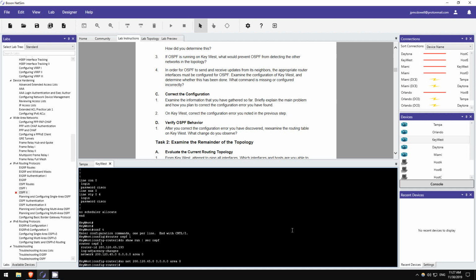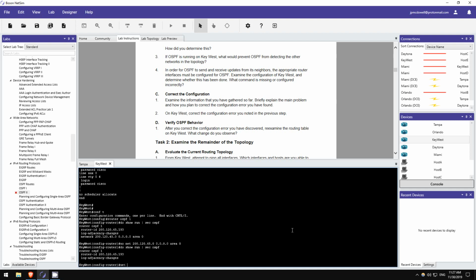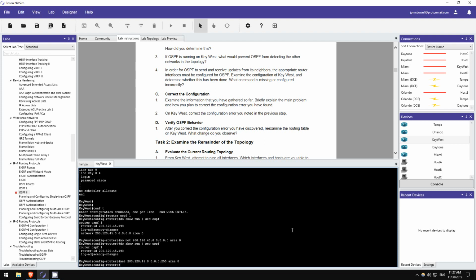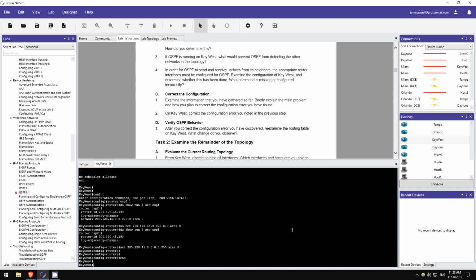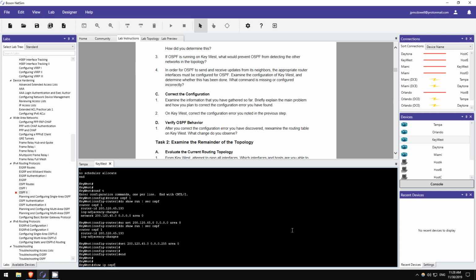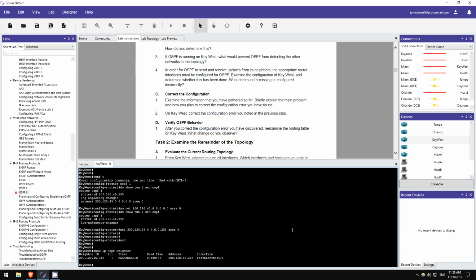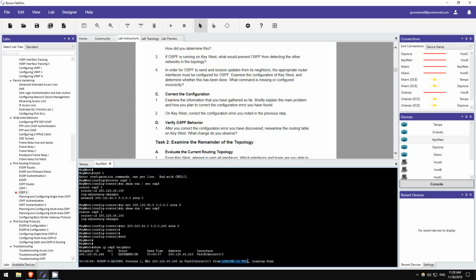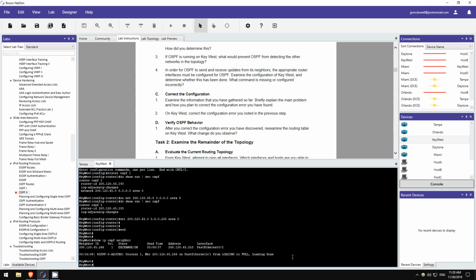Okay, let's confirm it's gone. Okay, now let's put in the correct network command. Network 200.120.45.0 and I'll give it a slash 24 mask. 0.0.0.255 area 0. Okay, now let's see if the neighbor comes up. I don't even know if the neighbor has OSPF properly configured yet, so it might not work. Let's type end show IP OSPF neighbor. Oh, so it does have a neighbor, and there we go, from loading to full. So the OSPF neighborship is up.